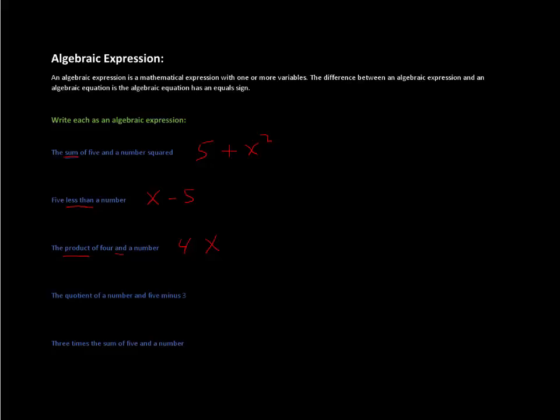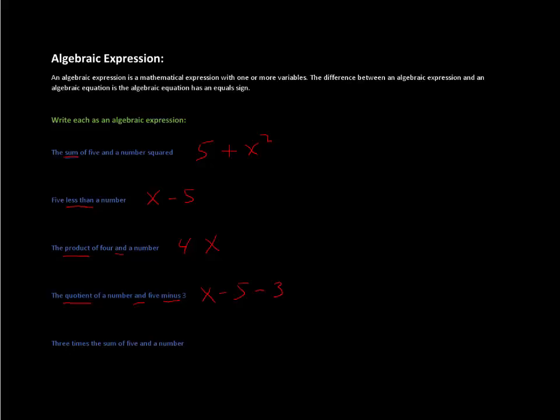And then the quotient of a number and 5 minus 3. Well, we know quotient means division. So again, wherever the and is, right after the quotient, we're going to put a divide sign. So we're going to take x divided by 5, and then it says minus 3, and minus means subtract. So we'd have x divided by 5 minus 3.